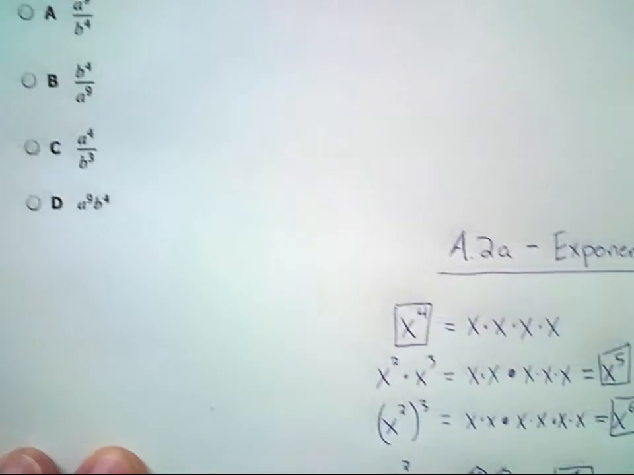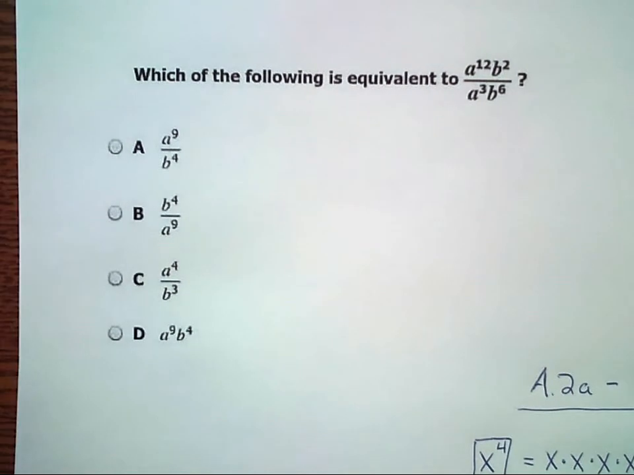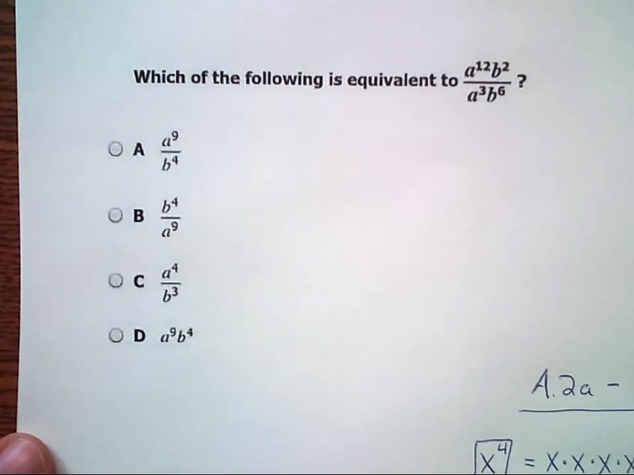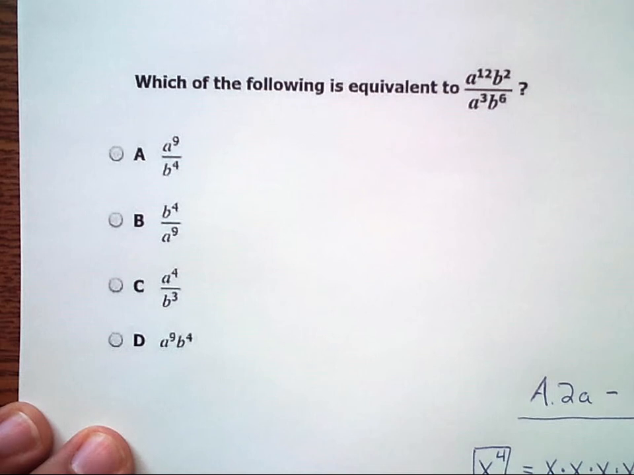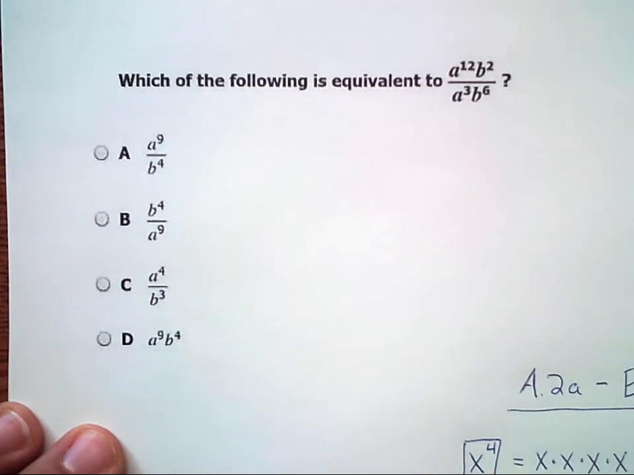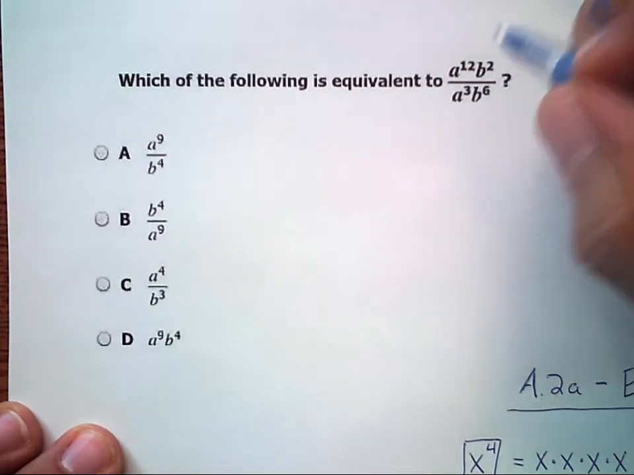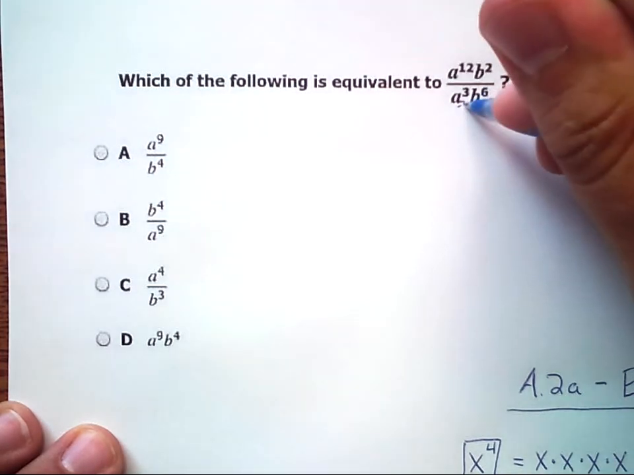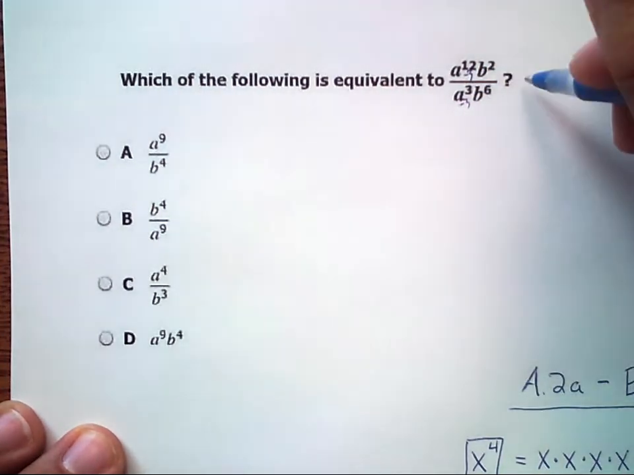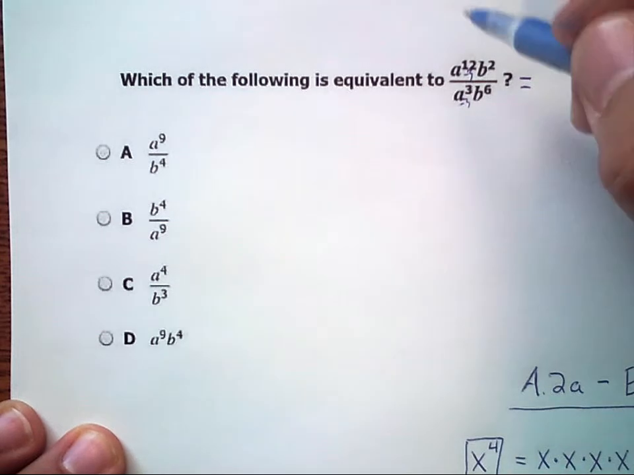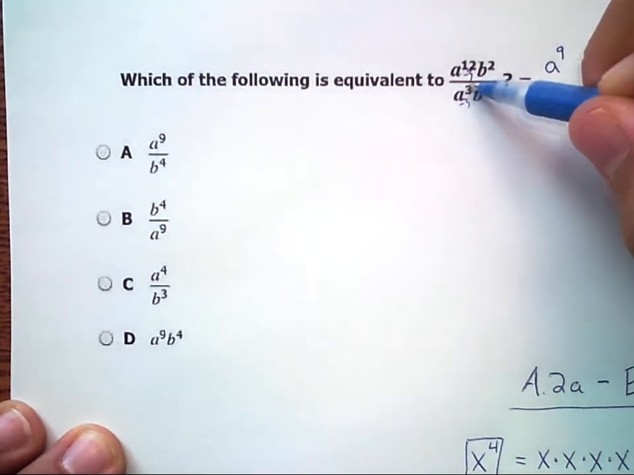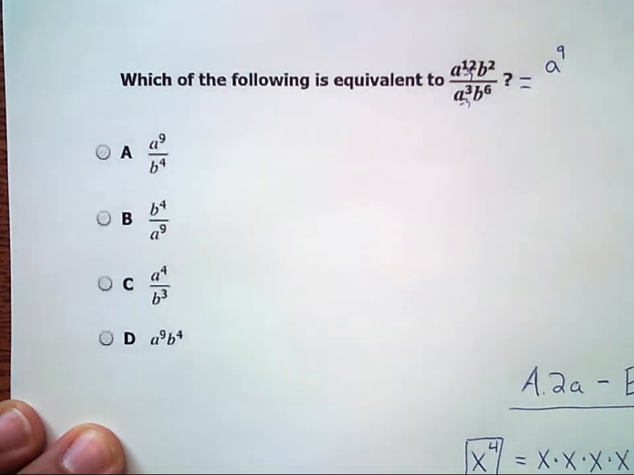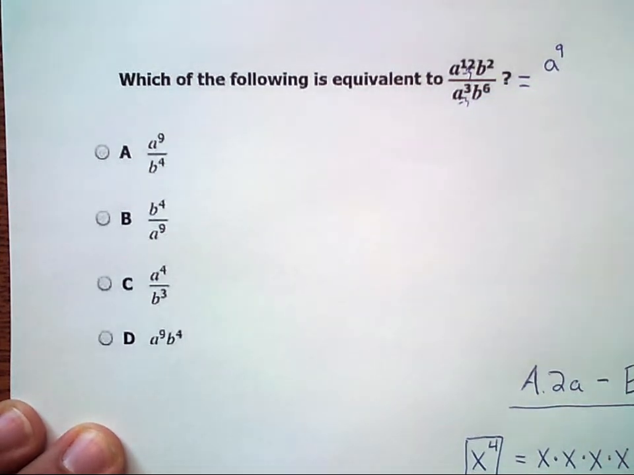Speaking of the SOL, here is an SOL question. So, which of the following is equivalent to, looks like a to the 12th b squared over a cubed b to the 6th. Okay, so this is similar to that division problem. I could write this out 12 times, but I think that's going to be a little bit much. However, we know that we have 12 a's up top and 3 on the bottom. That means we can take away 3 a's from both. So when I start cleaning this up a little bit, a to the 12th take away 3 would be a to the 9th. And on the bottom, we'd have a to the 3rd take away 3. That would just be, well, 0.